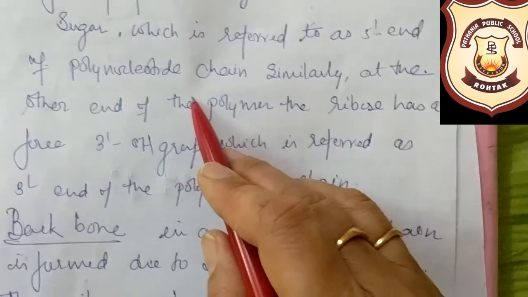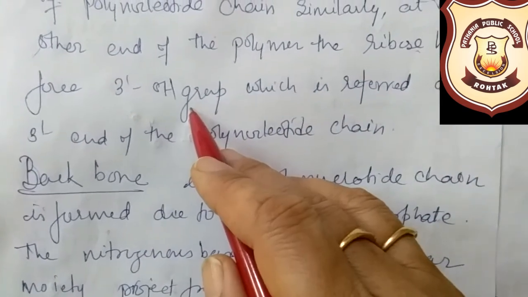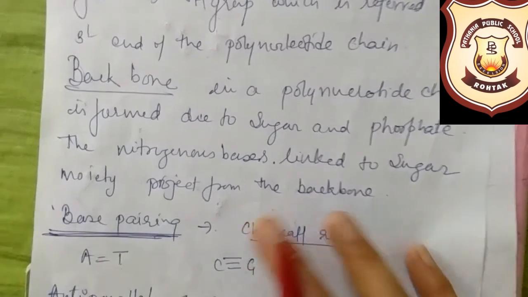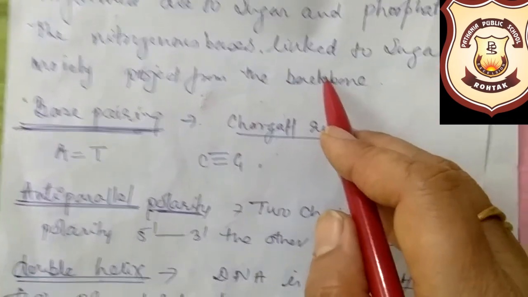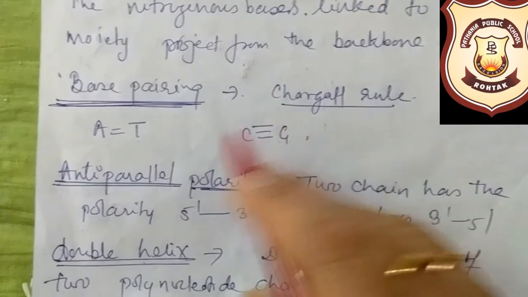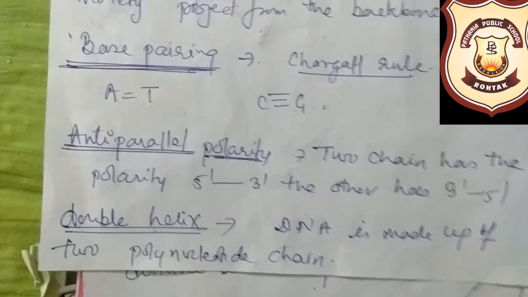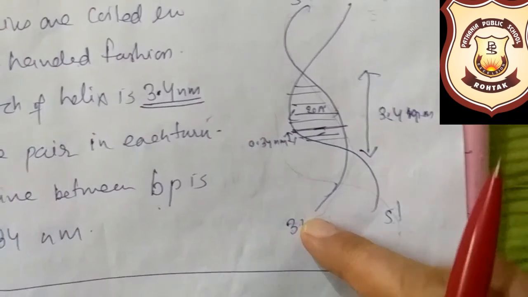I just explained that at one position the 5' carbon phosphate will be free, and at the other end the phosphate which is linked with the 3' carbon will be free. Now after that there is a base pairing rule. Actually DNA is a double helical model, and here in this diagram we have drawn only one helix. DNA is a double helical structure, so in front of that another helix is also to be formed.